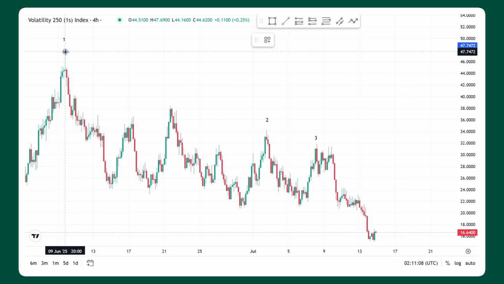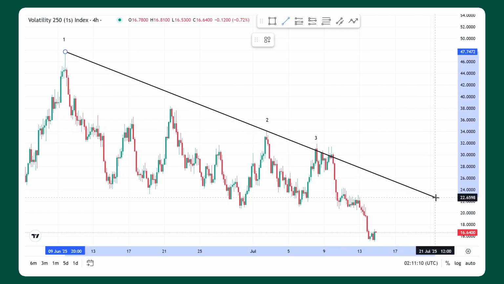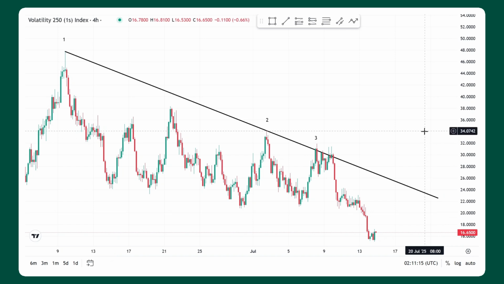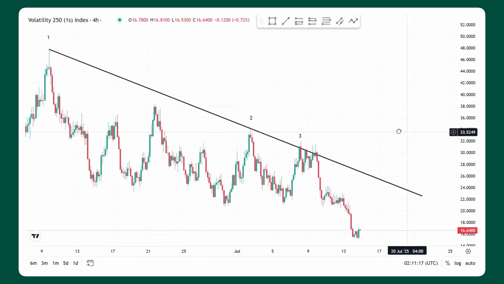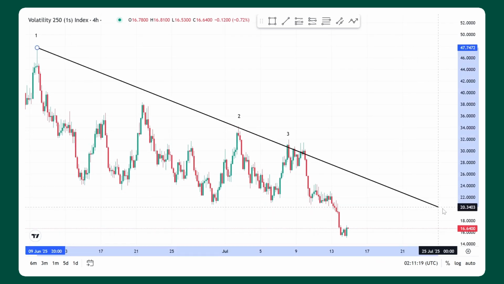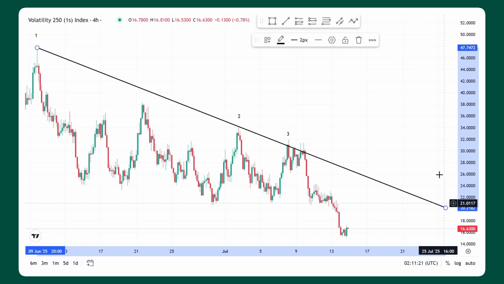Downtrend lines are drawn from the origin of a bearish move, connecting at least two swing highs sloping downwards. They represent a dynamic resistance level, suggesting that sellers are pushing prices down at increasingly lower levels.